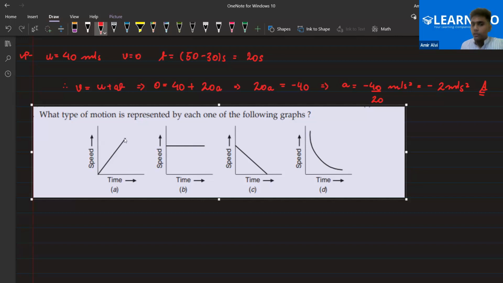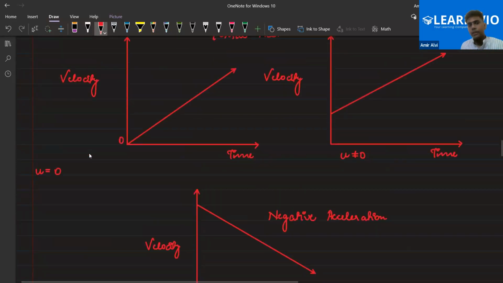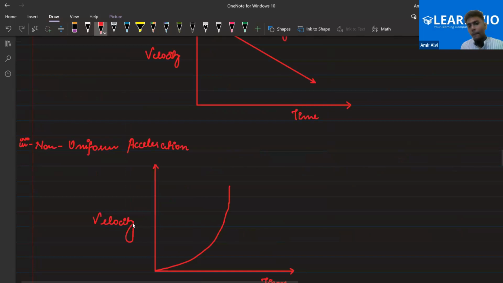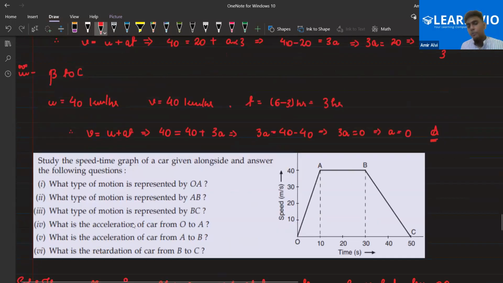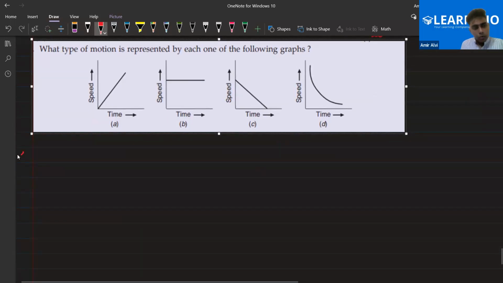You can see this is going in the upward direction, and this is a speed time graph. So if you match the speed time graph, just a second, let me show you. Positive acceleration, uniform acceleration, velocity time graph, just replace this with speed. So this is a positive acceleration, yes or no, Farhan? Yes, sir. And it is starting from 0. Okay? So this is a uniformly accelerated motion. Okay? So solution clear? Yes, sir.